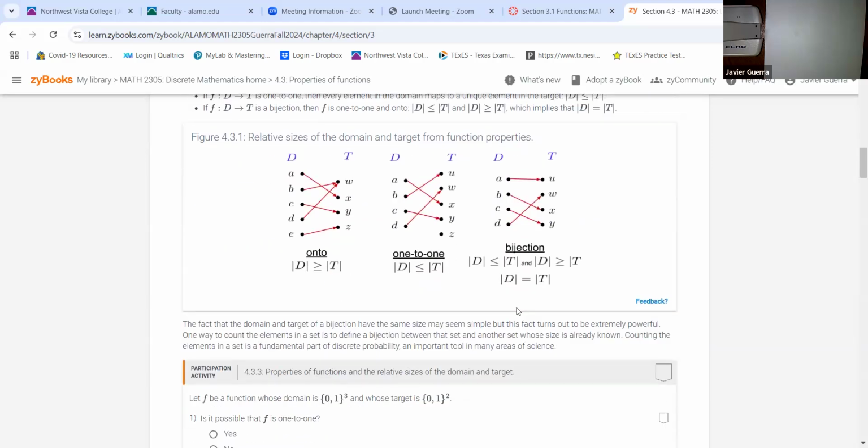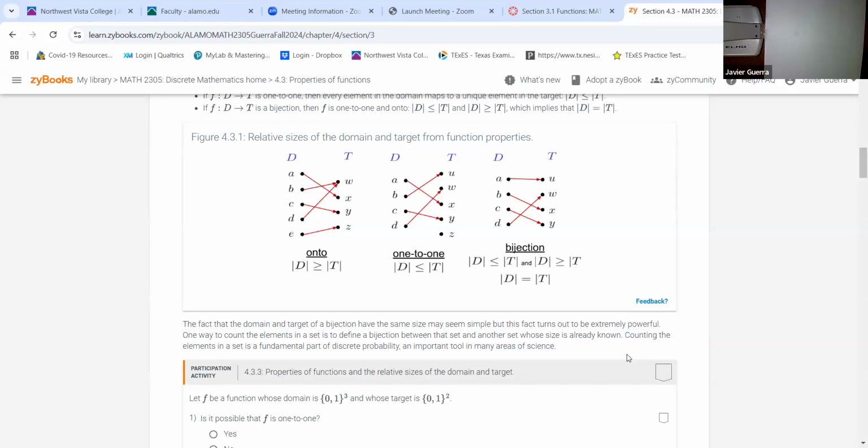All right. Next, the fact that the domain and target of a bijection have the same size may seem simple, but in fact, it turns out to be extremely powerful. One way to count the elements in a set is to define a bijection between that set and another set whose size is already known. Counting the elements in a set is a fundamental part of discrete probability, which we will discuss later, and it's an important tool in many areas of science.